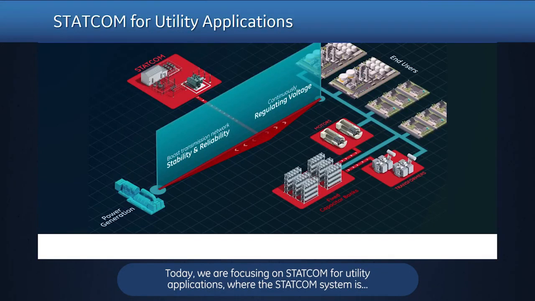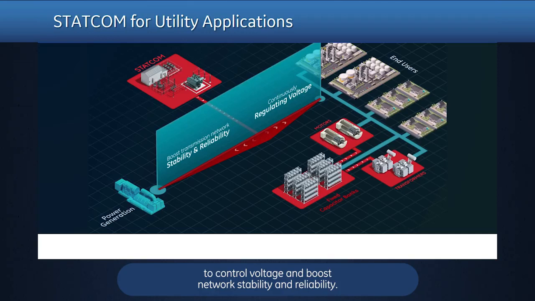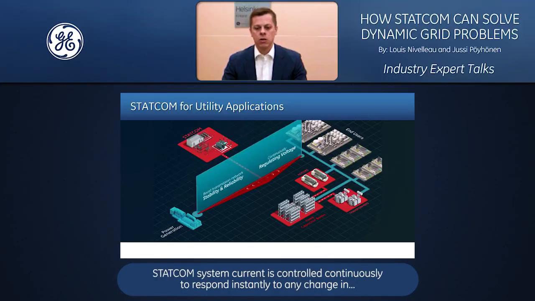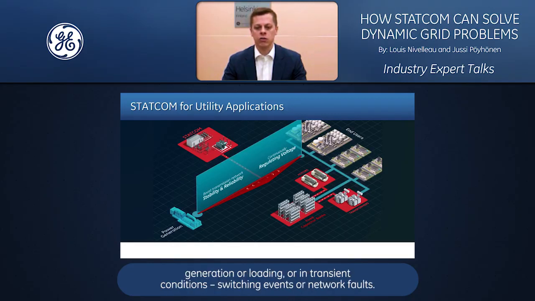Today, we are focusing on Statcom for utility applications, where the Statcom system is connected in the transmission system between generation and end users. It is providing reactive current into the electric transmission system to control voltage and boost network stability and reliability. Statcom system current is controlled continuously to respond instantly to any change in generation or loading or in transient conditions, switching events or network faults.